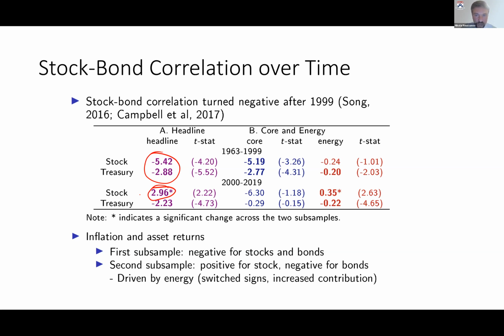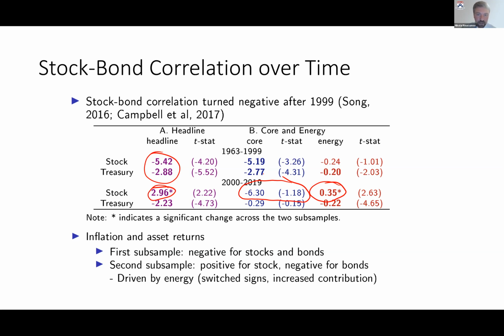Now, if we look at core and energy separately, what emerges is that the switch in the sign of the stock inflation beta is all due to the fact that energy inflation became very pro-cyclical, and therefore very highly correlated with stock returns, generating this very strong positive beta, whereas the core beta has remained quite substantially negative, even though, of course, with only 20 years of data, it's not particularly statistically significant.